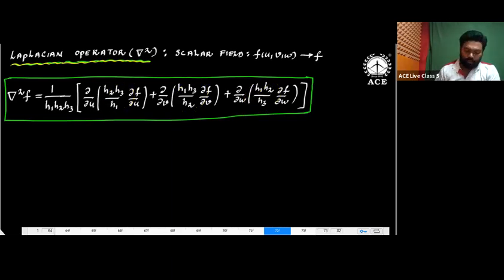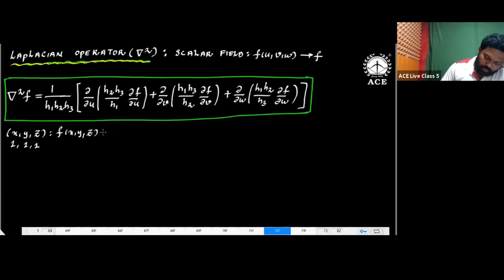What happens for the Cartesian? You know. Here it is x, y, z. Scaling factors are 1, 1, 1. F of x, y, z, I will call it f. So here it is. Del square f is equal to dou square f by dou x square plus dou square f by dou y square plus dou square f by dou z square.